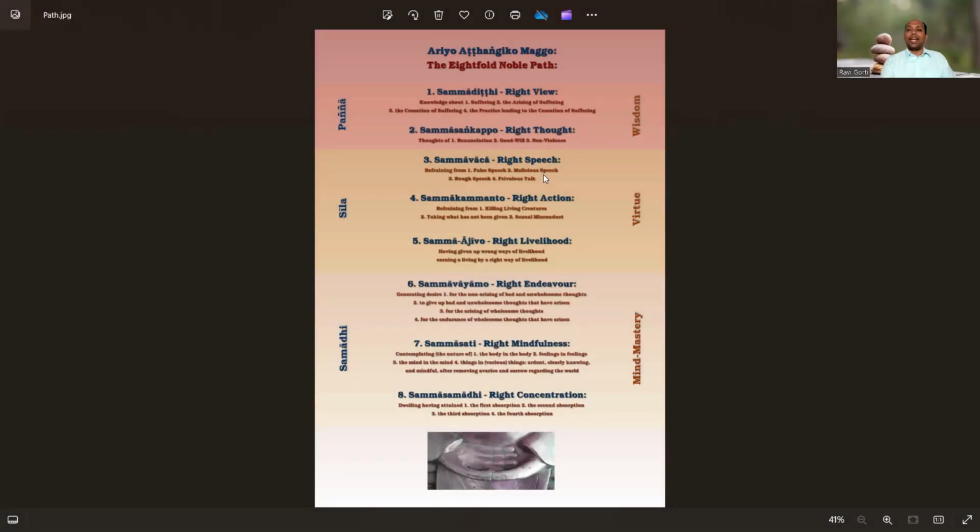The third one is right speech. Right speech is refraining from false speech, malicious speech, rough speech, and frivolous talk. In this, I recently realized that I was actually talking to a friend. I'm used to talking to my friends and inquiring about their well being and what they are doing and other stuff. So, one of my friends actually was buying a house and he was asking me, why don't I buy another house and all that stuff?